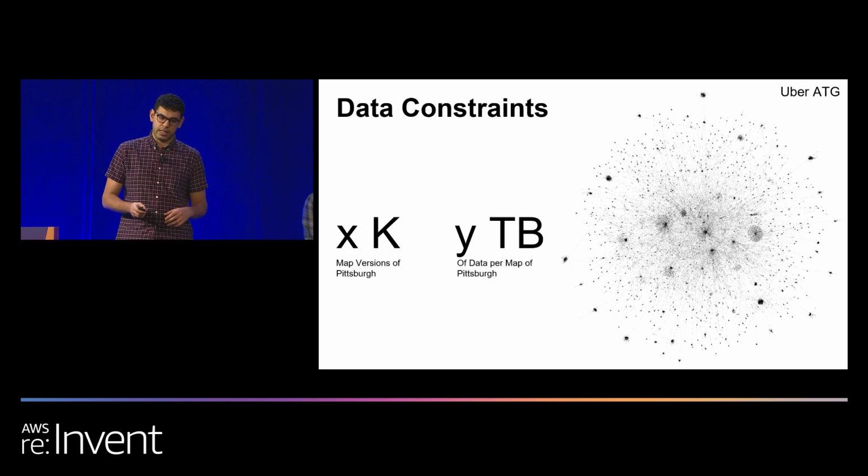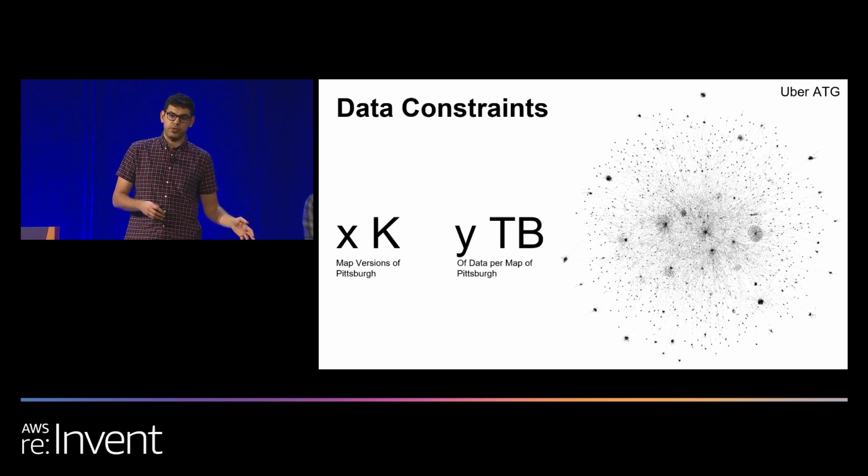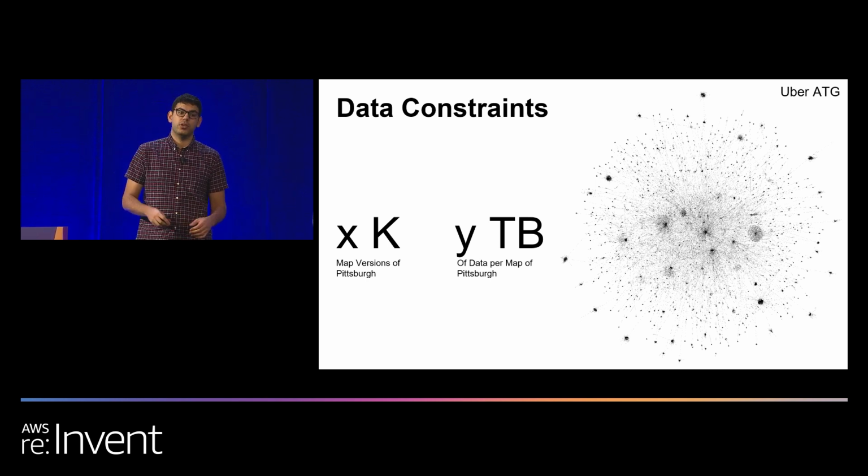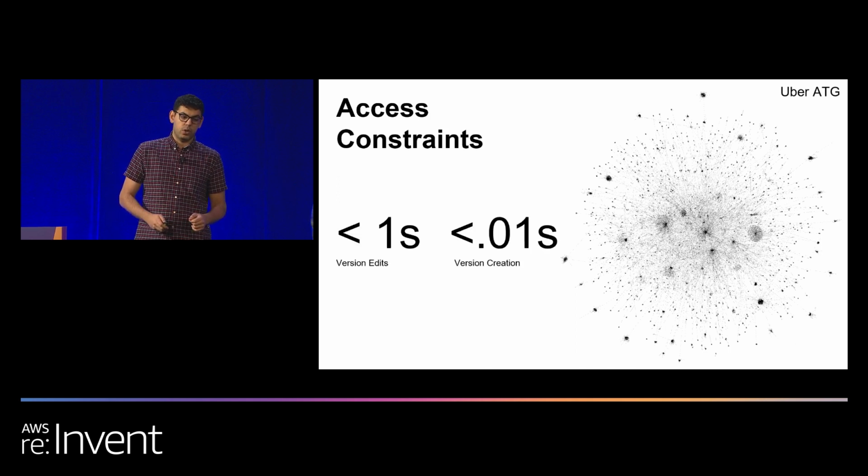Now, you take something like that, you've got X number of versions, you've got Y terabytes per map, you're going to have to scale your S3 usage and your S3 costs very, very quickly. And so we knew we needed a solution of our own that would get around that. We also know that we need to keep very high SLAs. Less than 1 second versioning time to edit a version, and less than 0.01 seconds to create a new version. And we're looking at multiple terabytes for the size of a version, so pretty quick stuff.